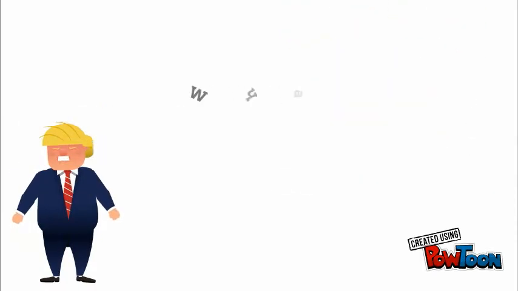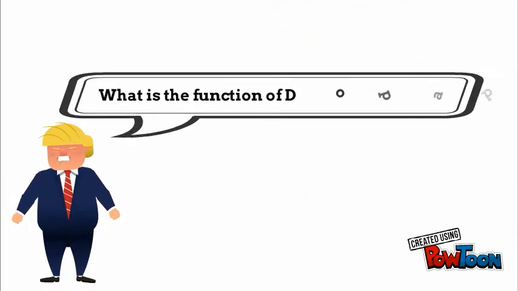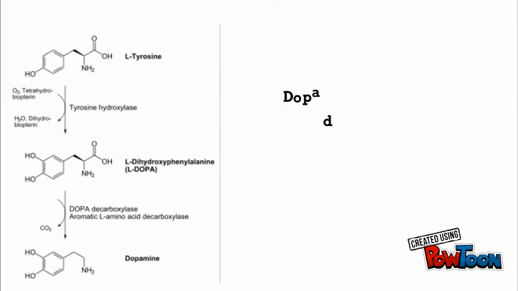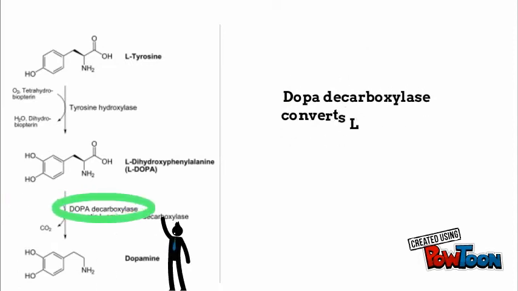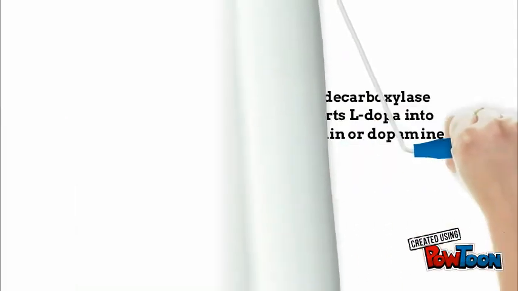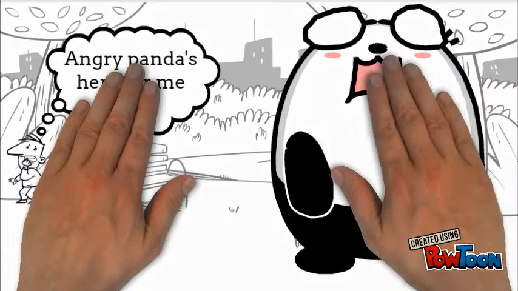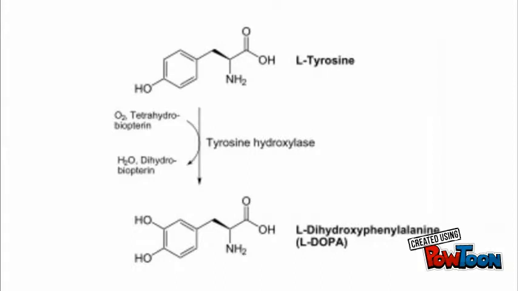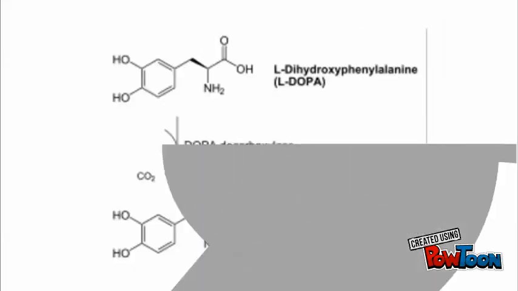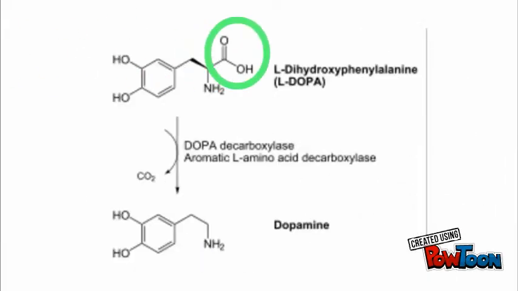So, what is the function of Dopa decarboxylase? Dopa decarboxylase is the second enzyme that converts tyrosine into the neurotransmitter dopamine. Overall, in the first step of the enzymatic reaction, we add the hydroxyl group to make it L-Dopa. Then, we remove a carboxylic acid using Dopa decarboxylase to make dopamine.